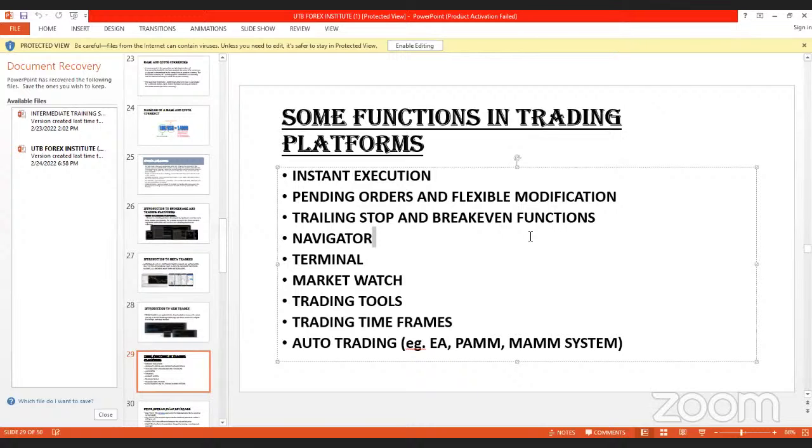We have the navigator, where you can log in your account, both your demo account and your live account. Terminal, where you can see your running trades. Market watch, where you have the trading items, everything that is tradable, which I was just showing you. All those instruments or assets that are tradable are seen in the market watch. You have trading tools, the tools you can use for analysis and how they're used. Trading time frames, different time frames used by different types of traders.